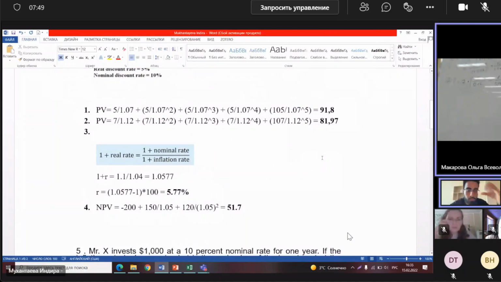Number 3 and number 4. In number 3, we should find the real rate, and using this formula, it's 5.77%. And in number 4, we should find NPV, and according to the standard formula of NPV, it's 51.7. Yes, please discount the numbers in both exercises.